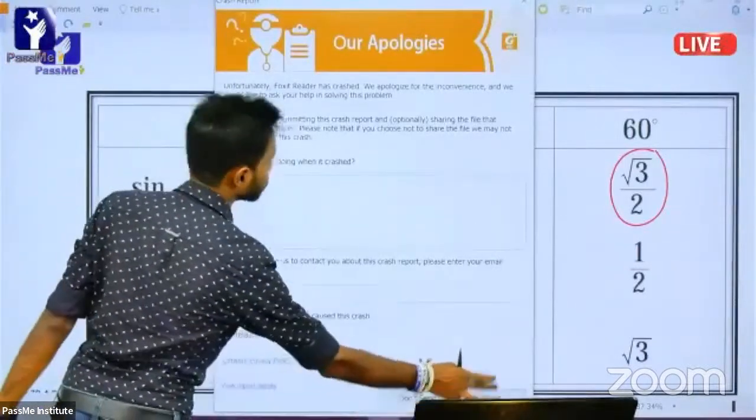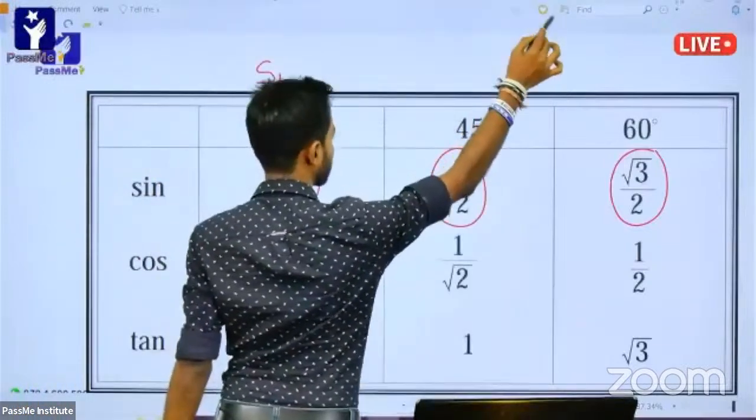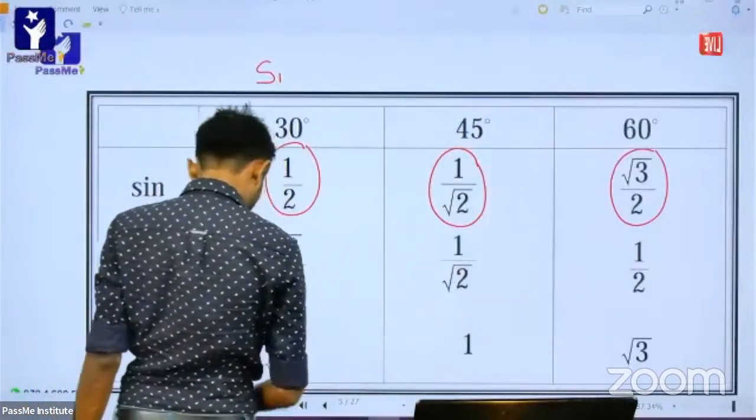Okay, this application has crashed. Then I will reopen this one.